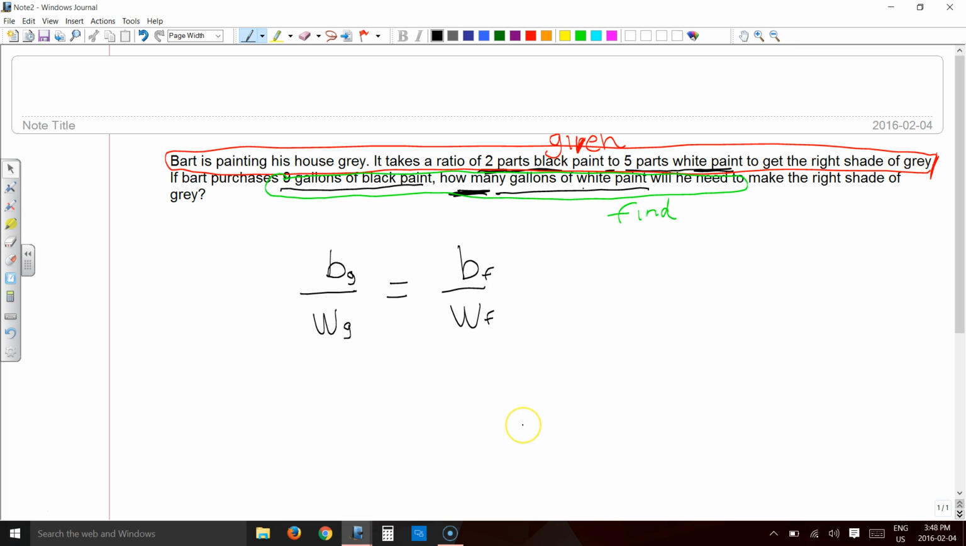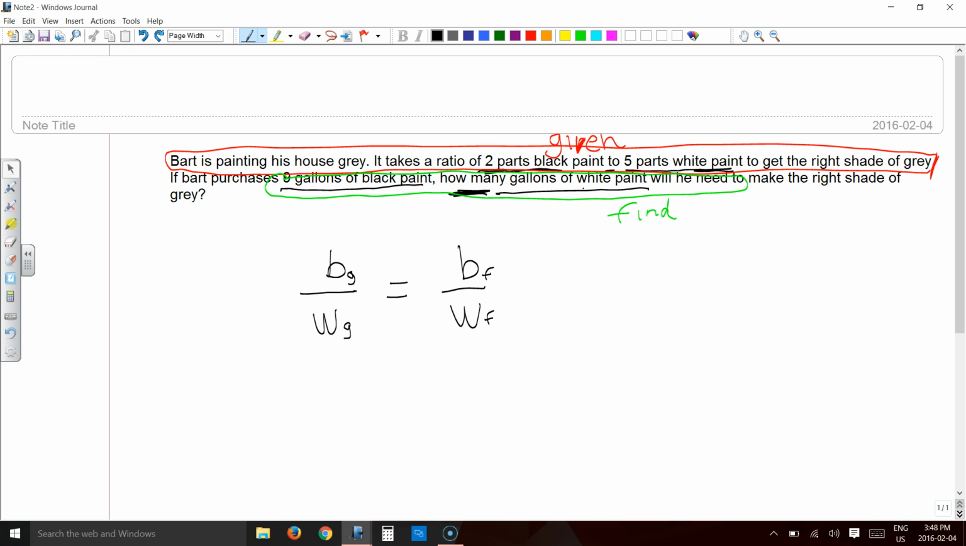Now, this is not some official formula. I just create this to set myself up for success. If you mix these things up, then you cannot get the right answer. For instance, if in the given information you put black on top and white on the bottom, and then in your answer you put white on top and black on the bottom, when you go to solve this proportion, you're not going to get the right answer. So it's important that we set it up like this. Black's on top, white's on the bottom, or all the whites on top and all the blacks on the bottom. It doesn't matter as long as you keep it consistent.